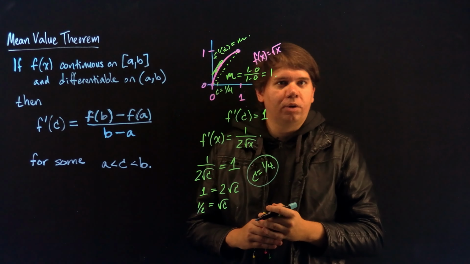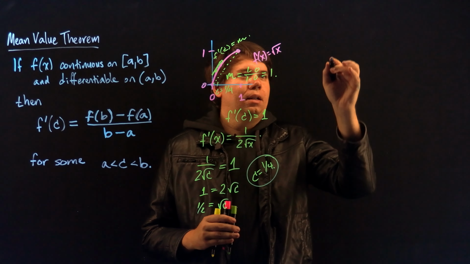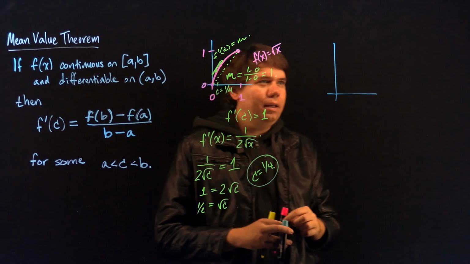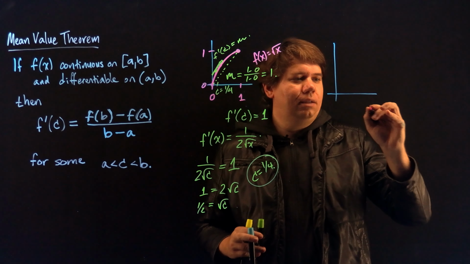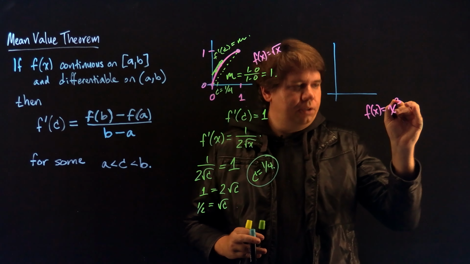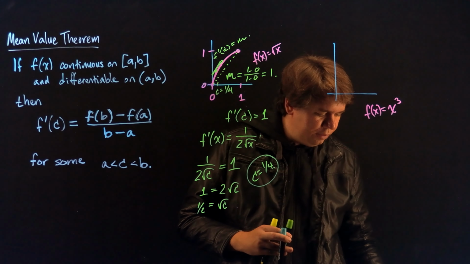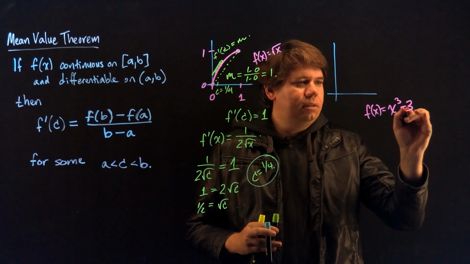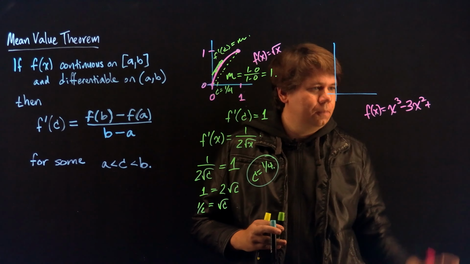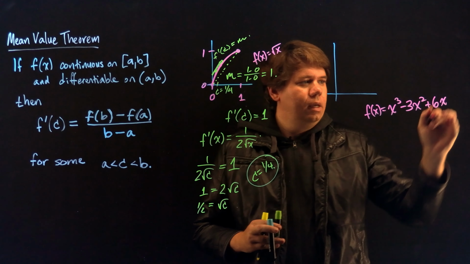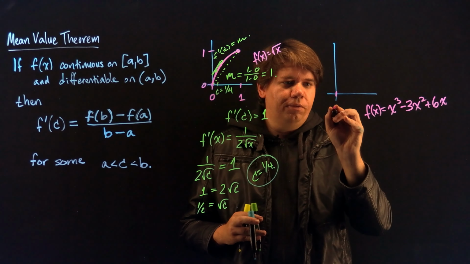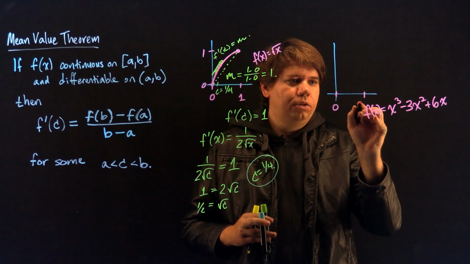Let's look at a second, more involved example. Let me consider another graph now, and let's make this function a little bit more complicated. How about we do a function like, say, f of x is equal to x cubed. I want to give it some flavor, so let's give it minus 3x squared plus, say, 6x. And I can think about this on some interval. I'm going to think about it on the interval from 0 to 2.